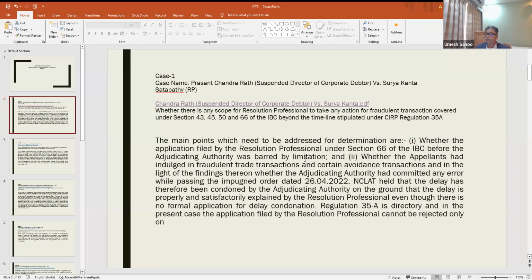How the professionals are doing in this area, I hope you know very well regarding 35A. But here the question of law is whether an RP can file an avoidable transaction application like section 43, 45, 50 or 66 of the IBC beyond the timeline stipulated under CIRP Regulation 35A. So in this case, we can go through the actual judgment.